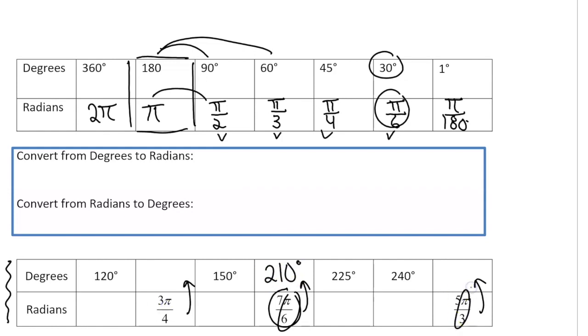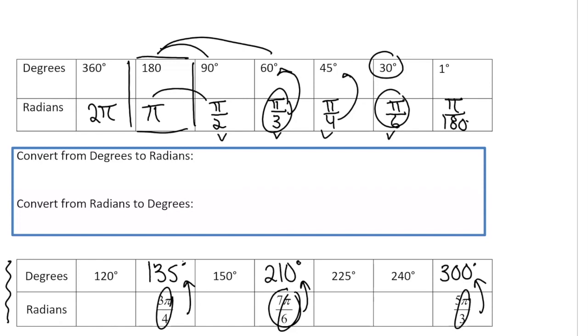If I have pi over 3 right here, pi over 3 is 60 degrees, and if I have 5 of those, I would have 300 degrees. And pi over 4, that's 45 degrees. If I have 3 of those, I would have 135 degrees. So you can see that when you have these nice ratios where you have a denominator of 3 or 4 or 6, you're going to be able to solve for those pretty quickly going from radians to degrees.